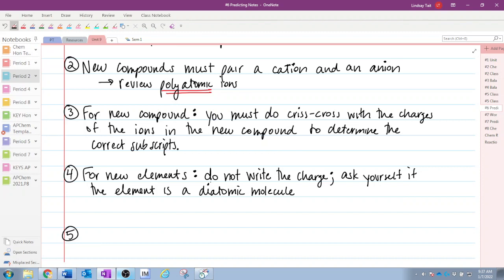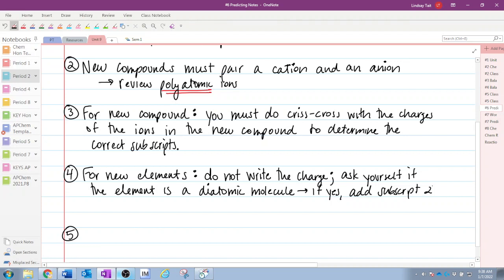What do you add to the chemical formula of an element if it exists as a diatomic molecule? A 2. What kind of 2? A subscript 2, right? Because that's how they exist in nature. When you're writing the formulas for the elements, you just have to write how they exist naturally, right? On the planet. And diatomic molecules naturally exist in pairs. So if your answer is yes, you're going to add a subscript 2.